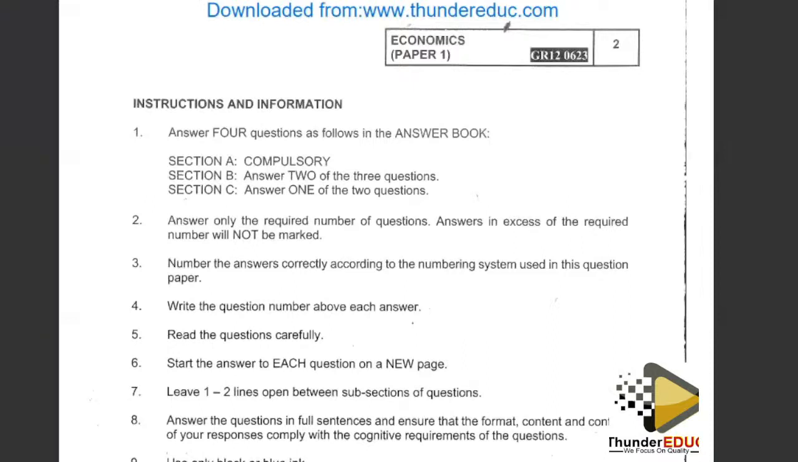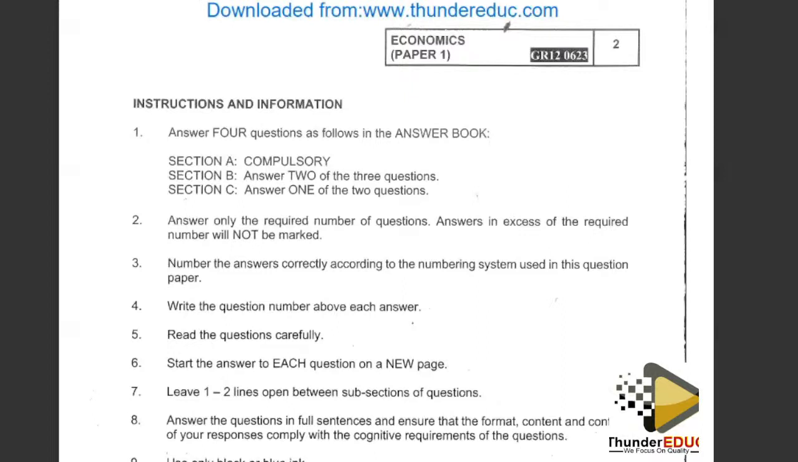Okay, so now let's check the allocation of marks per section. Section A, you fight for 30 marks, and in section B, each question carries 40 marks. So all in all, under section B, you'll be fighting for 80 marks. Then the last section, which is section C, each question carries 40 marks, of which the expectation is only to select one question. So if you add all of them, they will sum up to 150.